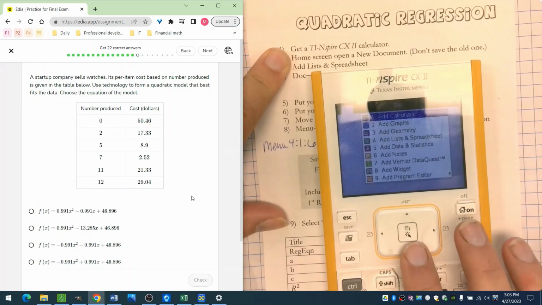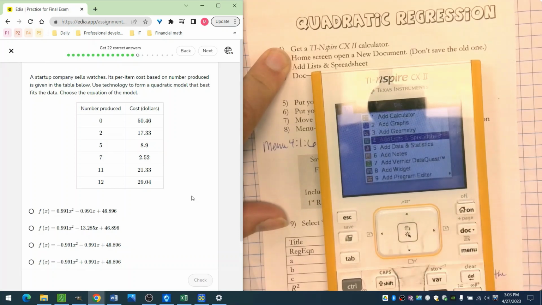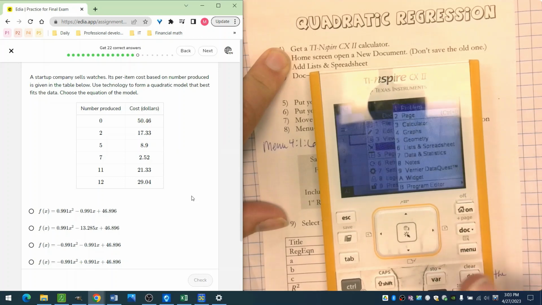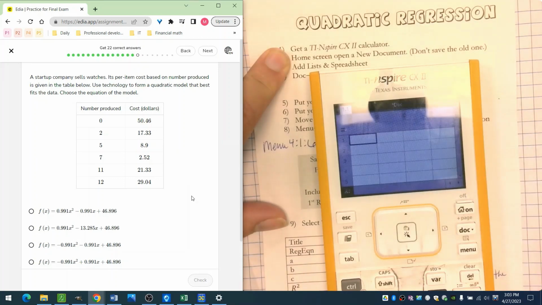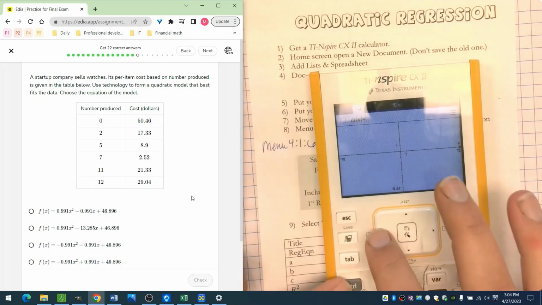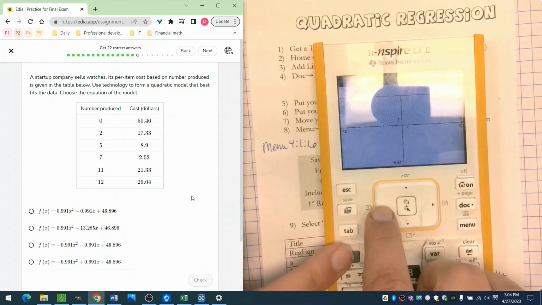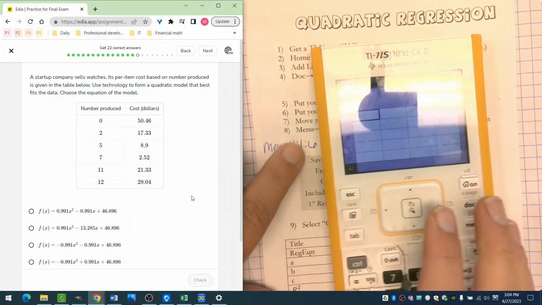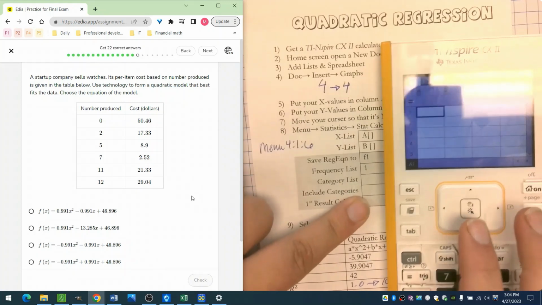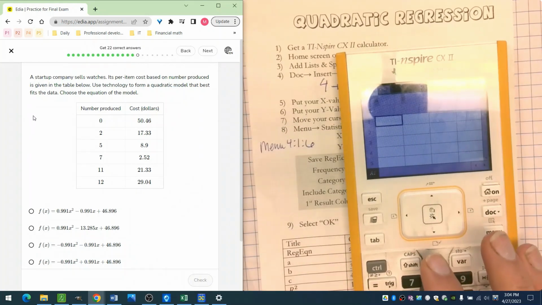I'm going to add a list and spreadsheet. I'm going to insert a graph. Okay, I'm going to go back to the other tab by pressing Control arrow. I'm now going to put in my lists. Okay, so these are my X's, these are my Y's.